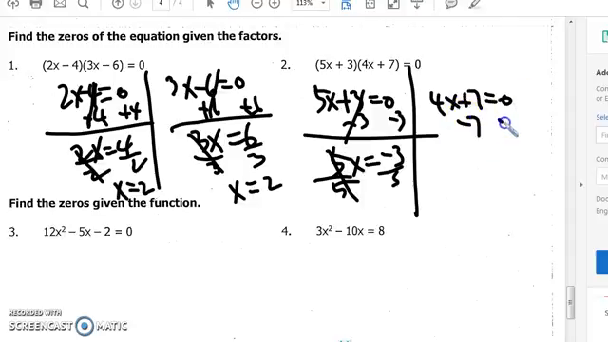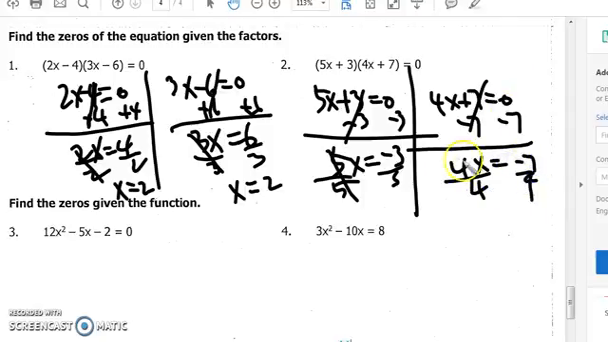Let's do the second one. Inverse, minus 7. 4x is 0 minus 7, which is negative 7. Divided by 4. x is negative 7 over 4. So this one is x is negative 3 over 5, and then negative 7 over 4.